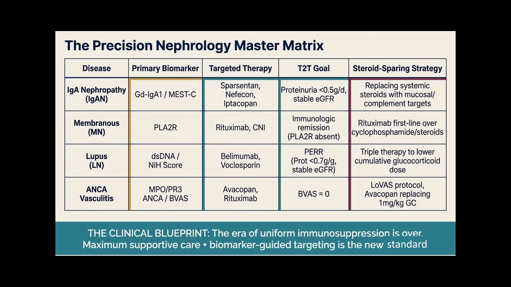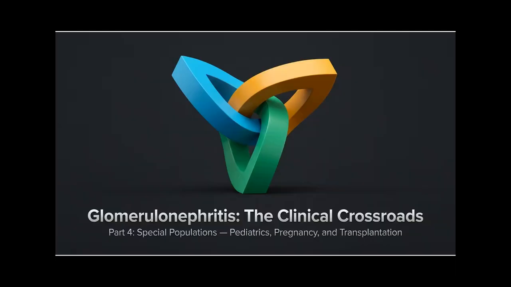The era of uniform immunosuppression is over. Earlier days, we used to immunosuppress everybody. It is not like that. First of all, we have to classify the disease, whether it is IgA nephropathy or PLA2 receptor problem or lupus nephropathy or ANCA vasculitis. Then only you have to try the treatment.